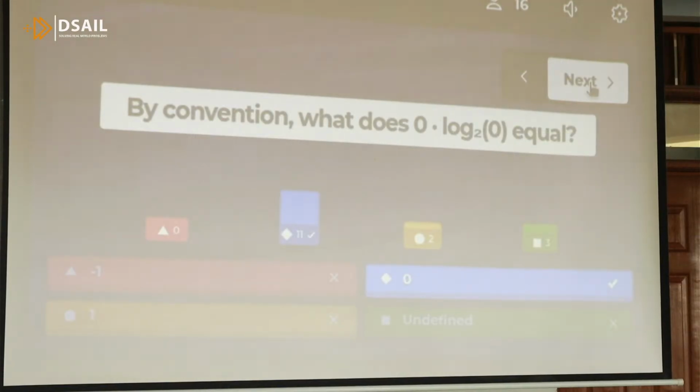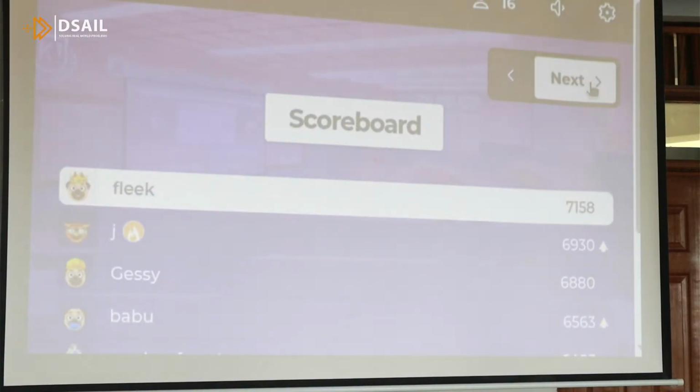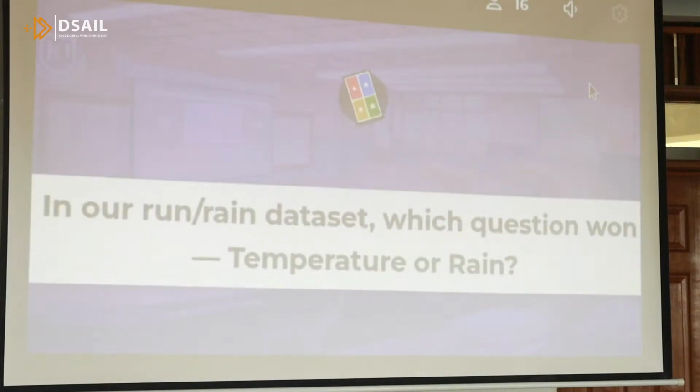Well, the entropy is not so high, but there seems to be some level of confusion. Undefined by convention. I think it's even there. 0 log 0. It's 0 by convention. What's the answer supposed to be? 0. Yeah, by convention it's supposed to be 0.